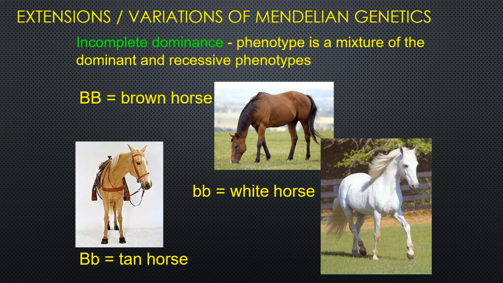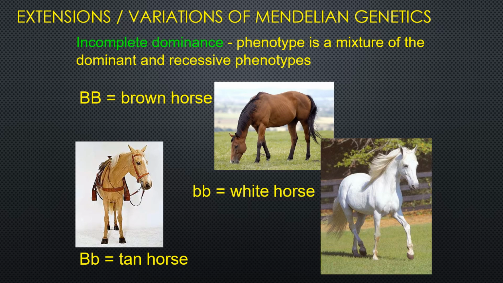So far everything we've talked about has been pretty straightforward, genetically speaking. So let's just real quickly go through some variations on Mendelian genetics, because it is a little more complicated than just straight dominance and recessive, for some genes anyway. So one of the variations is what we call incomplete dominance. That means the phenotype is a mixture of the dominant and recessive phenotypes.